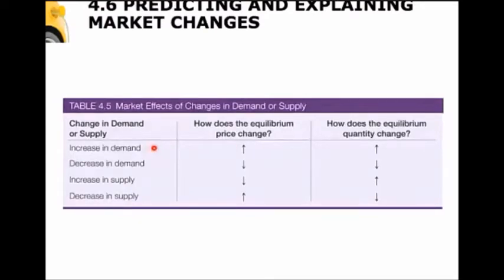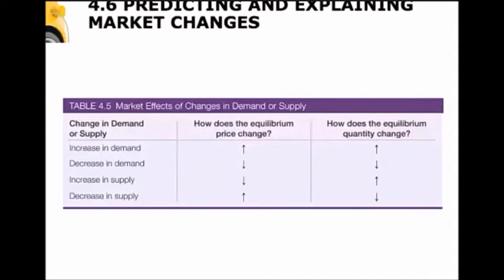Suppose we had an increase in demand. As we've shown, what we would expect is an increase in prices and an increase in quantities. If you have a decrease in demand, you'd expect to see a decrease in price and a decrease in quantity in that market. Increase in supply decreases price but increases quantity. And the decrease in supply will increase price and decrease quantity.